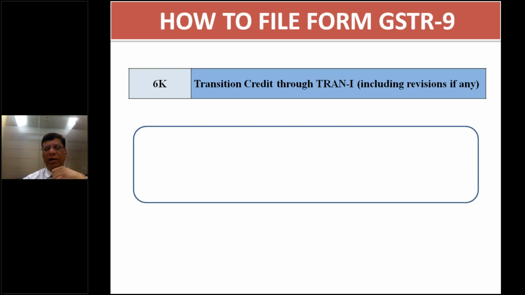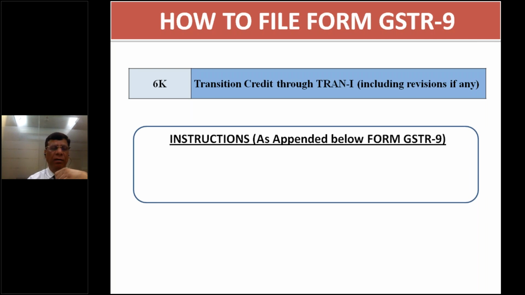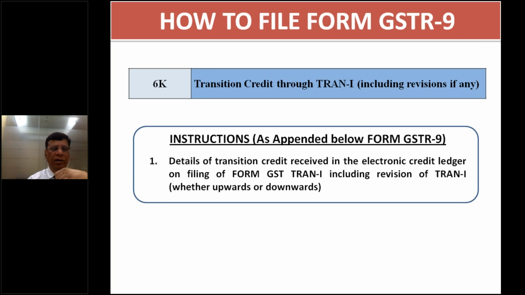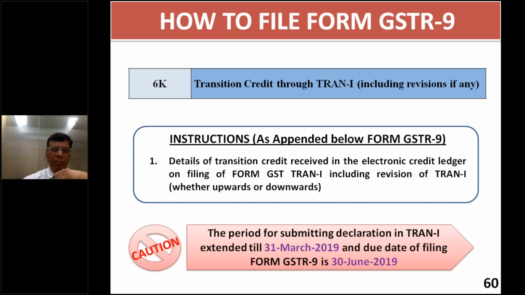Including revisions if any. Details of transition credit received in the electronic credit ledger on filing of Form GST TRAN-1, including revision of TRAN-1, whether upwards or downwards. The period for submitting declaration in TRAN-1 was extended till 31st March 2019, and the due date of filing Form GSTR-9 is 30th June 2019.